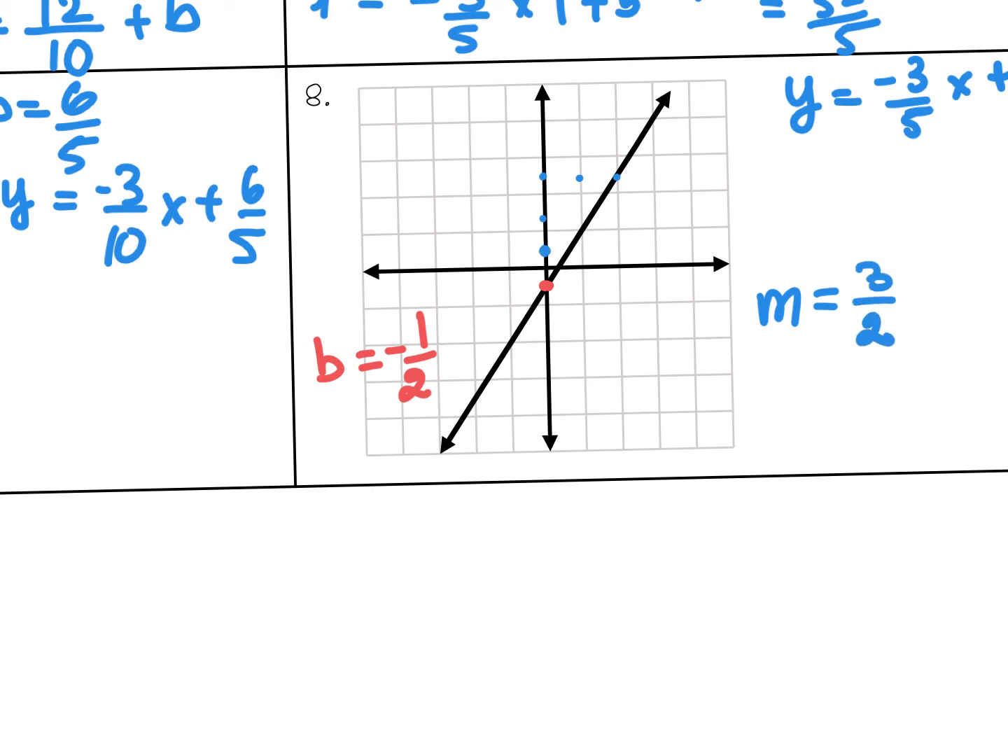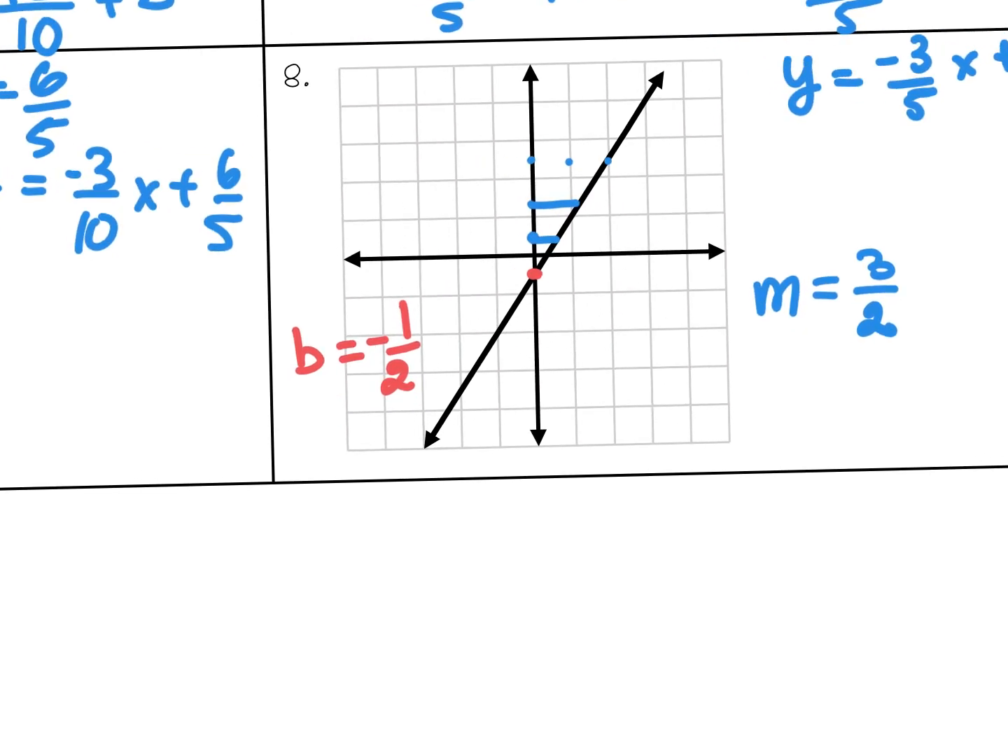You see that? So if you go here, you can't read the point, right? You go one more, it's not a perfect point, but you go another 1 unit, you will see this is a 2. Okay? So y equal to 3 over 2 x minus 1/2.